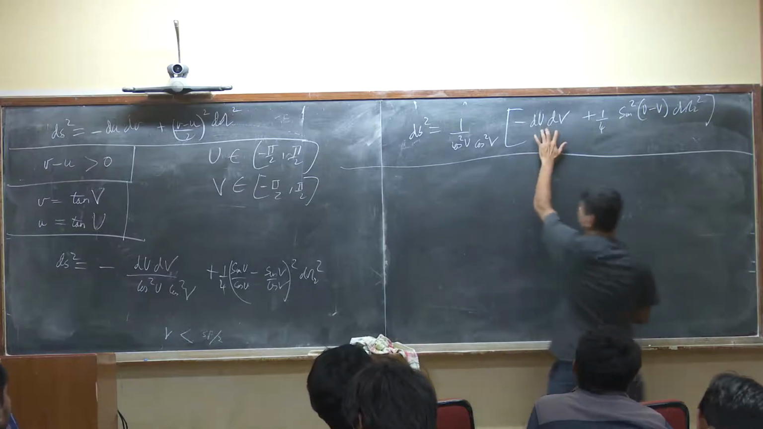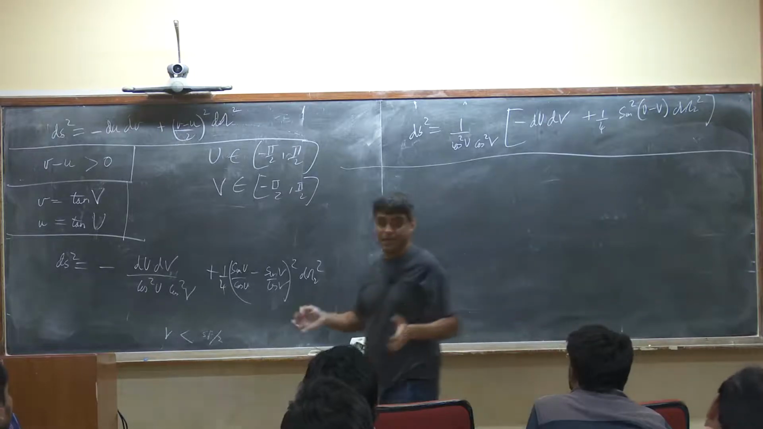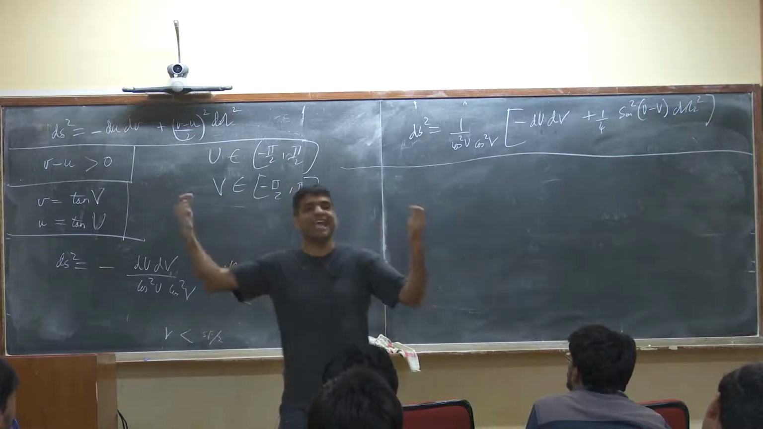See, the coordinate range is finite, but of course distances remain infinite. Why? Because the edges, what are the edges of tan?